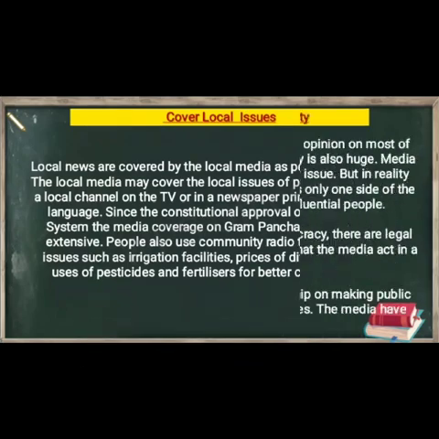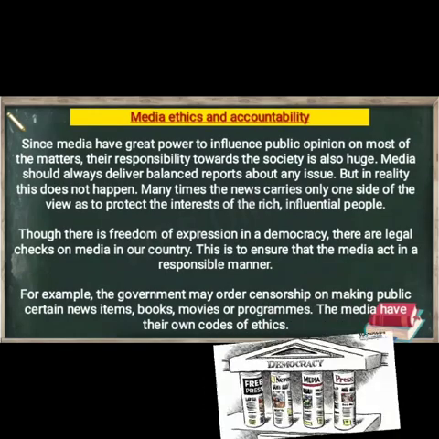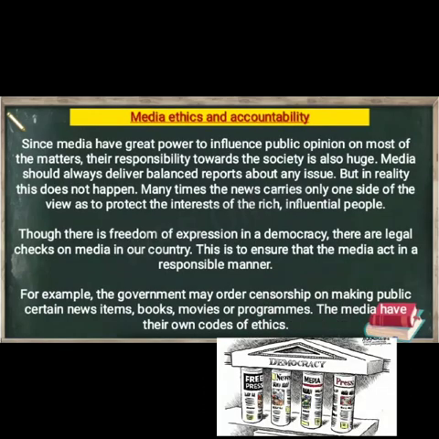Now moving ahead, we will read about media, ethics and its accountability. Since media have a great power to influence public opinion on most matters, their responsibility towards society is also huge. Media should always deliver a balanced report about any issue. But in reality, this does not happen. Many times the news carries only one side of the view, or protects the interest of the rich and influential people.